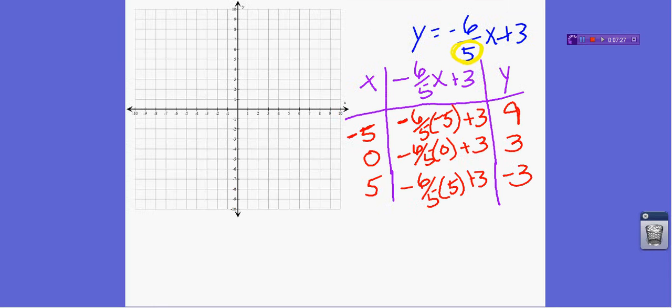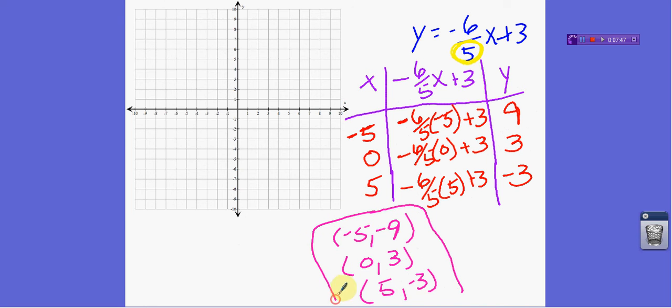Whoops. Let's go back. Okay, so let's write our ordered pairs. We'll write them in pink. Why not? We have 3 of them. Negative 5, negative 9. 0, 3. And 5, negative 3. Those are our ordered pairs that we are going to graph. A little box around them. Okay, so let's go and graph these bad boys. Negative 5, negative 9. Well, that says go to negative 5 and then go down 9. Right there. 0, 3 says don't go left and right. Stay right at 0. Go up 3 though.